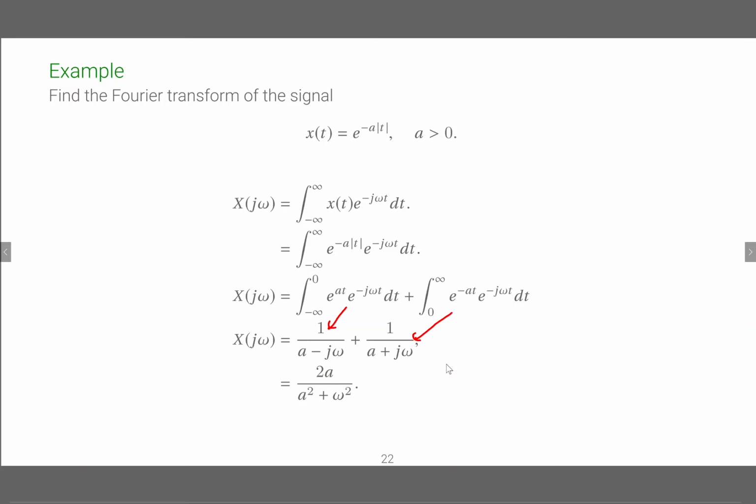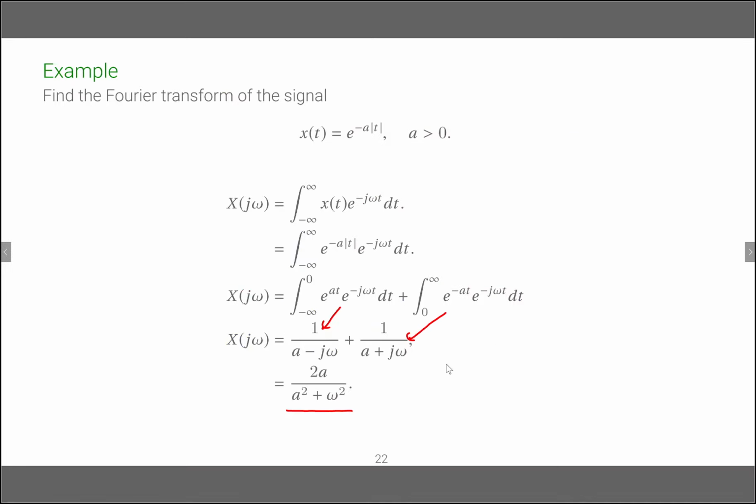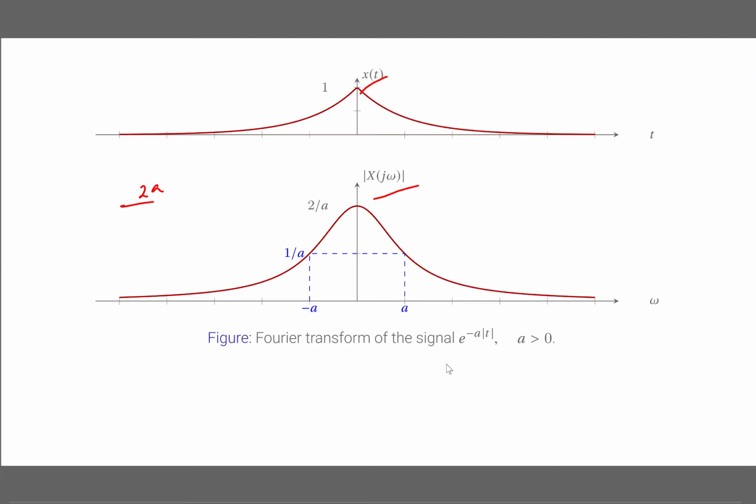So when you simplify these things, you get 2a divided by a squared plus omega squared. Now this is a real Fourier transform, so therefore we don't have to plot the phase. So this is the signal, and that's the Fourier transform. It turned out to be 2a divided by a squared plus omega squared. When omega is equal to 0, it's 2 over a. When omega is equal to minus a or plus a, it is 1 over a. Once again we observe that here x(t) is real and even, so our Fourier transform is also real and even.